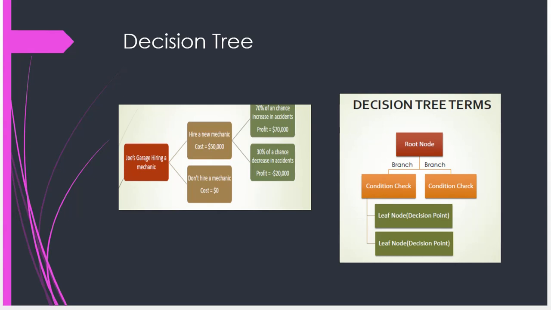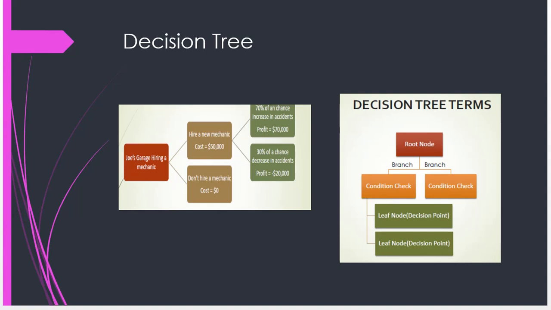if he hires a new mechanic and there is a 70% chance of an increase in accidents, then George will profit $70,000. But if he hires a new mechanic and there is a 30% chance of a decrease in accidents, then George's garage will make minus $20,000, so it will actually make a loss. So based on this decision tree, George's garage can decide whether it's worthwhile to hire a new mechanic or not, given the various factors that are at play if they make one decision or the other.